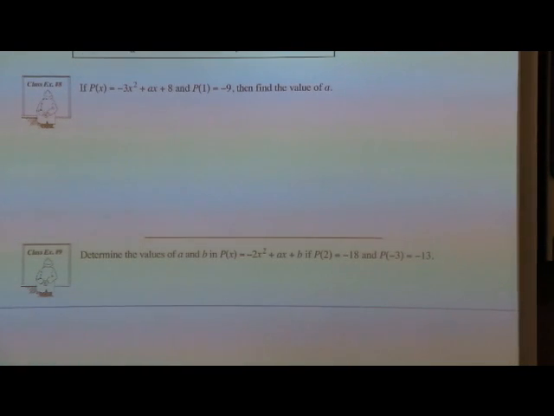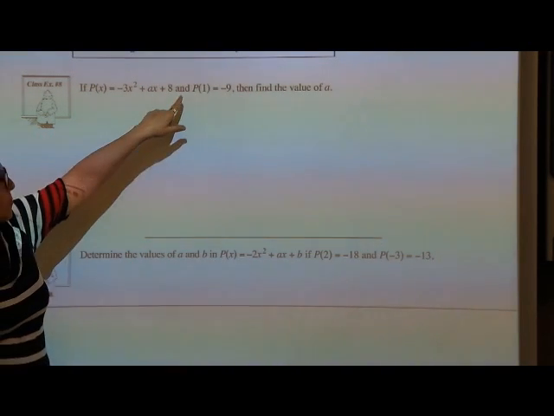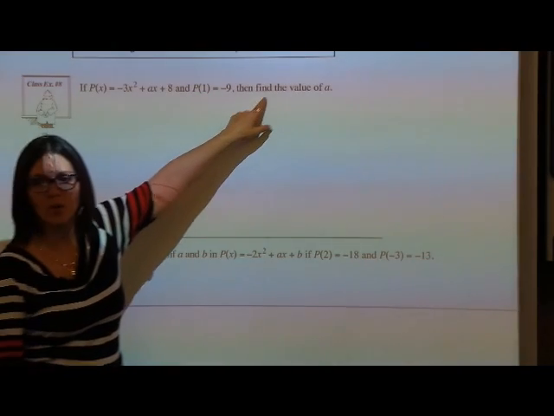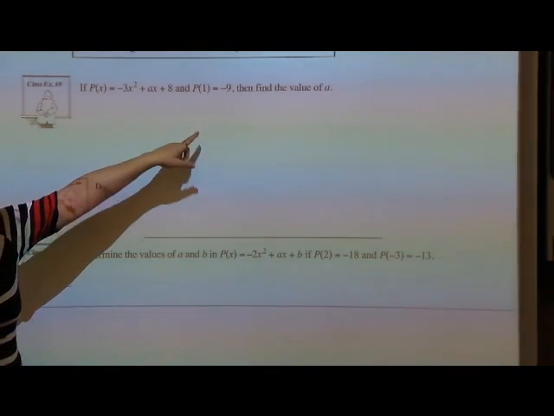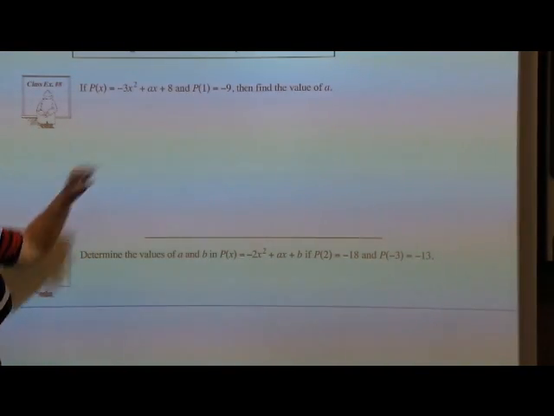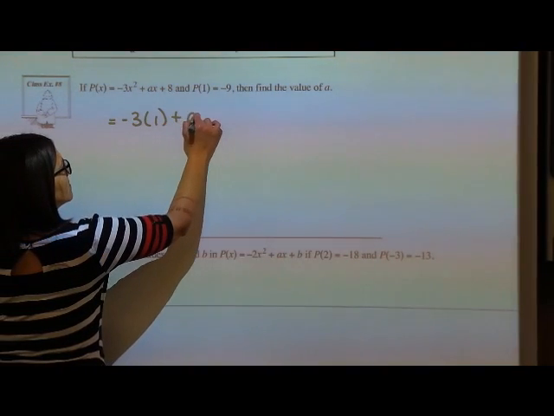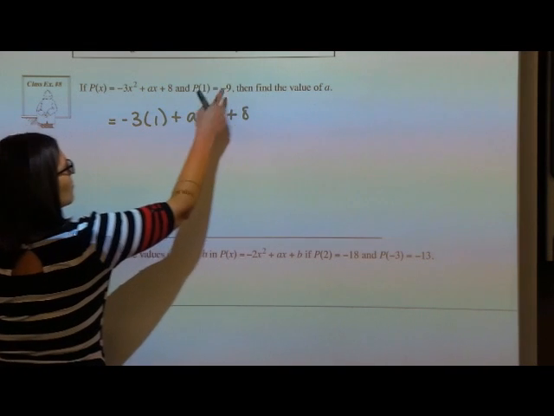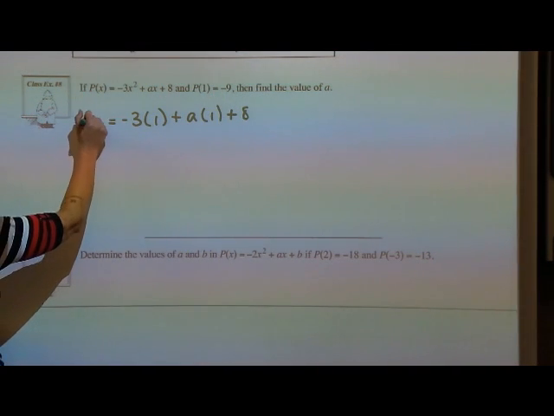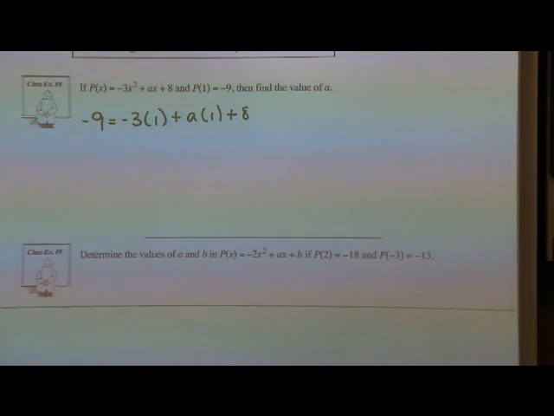Evaluating unknowns in a polynomial function. If p of x equals negative 3x squared plus ax plus 8, and p of 1 equals negative 9, what's the value of a? So p of 1 equals negative 9. That's part of those composite functions we did in chapter 1. When x is equal to 1, p of x, which is this, is equal to negative 9.